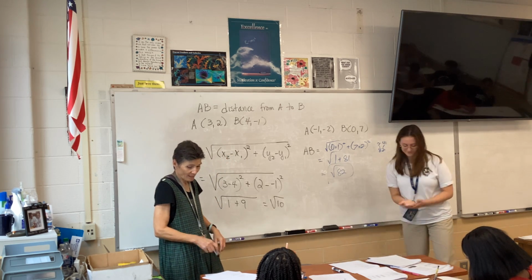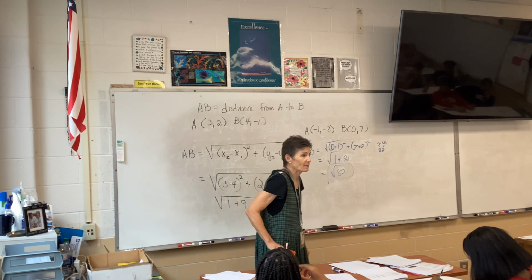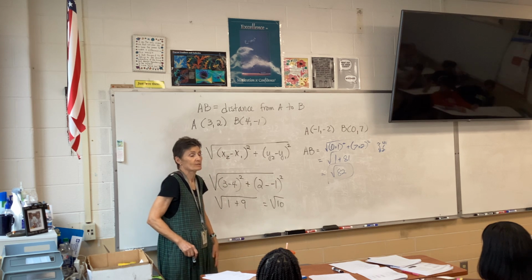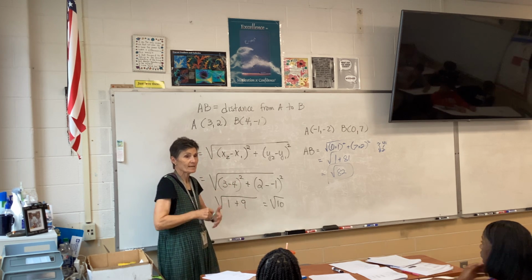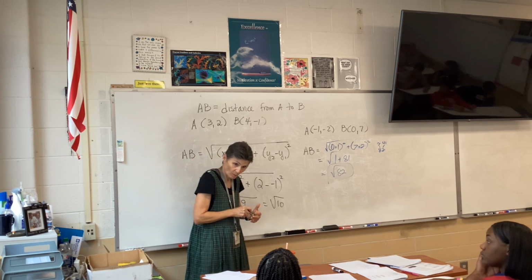All right, how about the rest of you? Did you get root 82? No questions about that, right? We need to know how the distance formula works. So you need to know you're going to subtract the x's, subtract the y's, square each one, add them up, and take the square root.